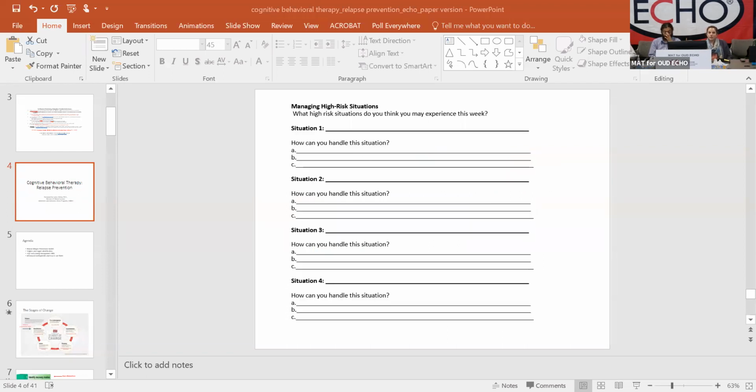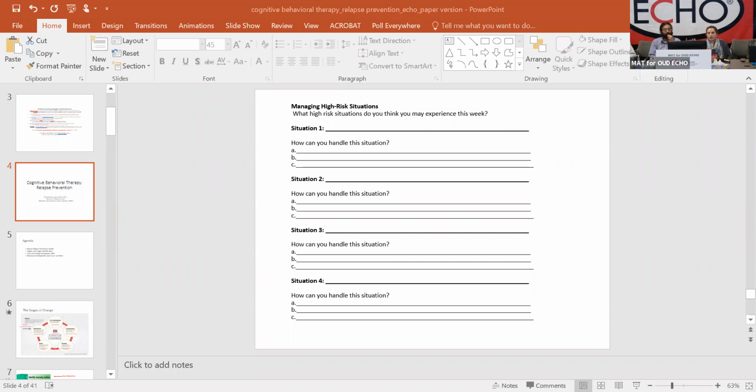so that they can avoid those easily. This is a general worksheet that you could give to a patient at the end of every single session, and just talk through, say what's coming up over this next week that could be a potentially high-risk situation. So this is going to be specific to them.